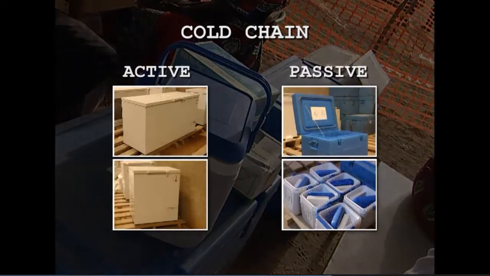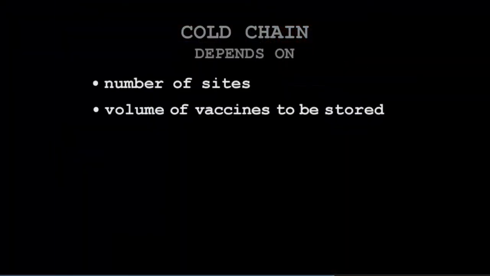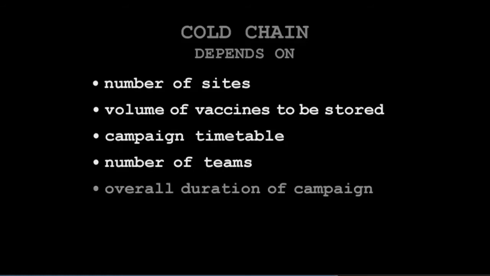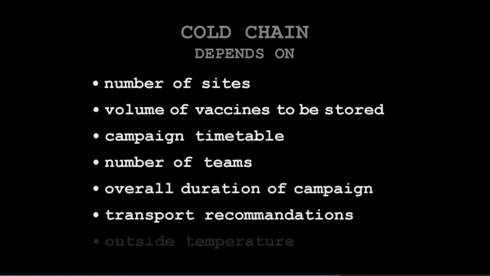The size and capacity of the cold chain depends on the number of sites, the volume of vaccines to be stored, the campaign timetable, listing dates and sites, the number of teams, the overall duration of the vaccination campaign, recommended transport, and the outside temperature.